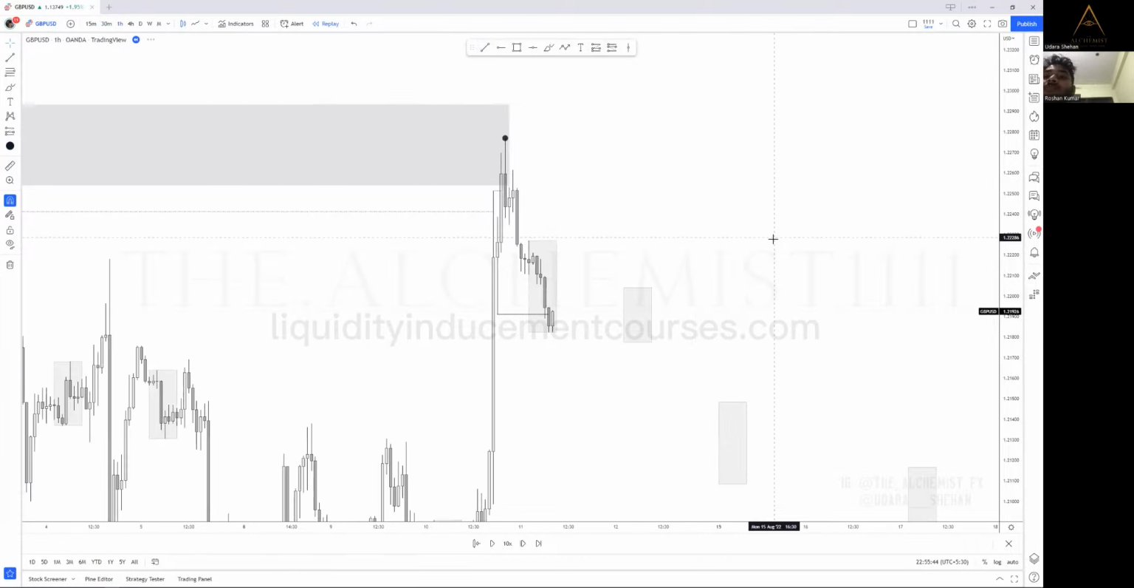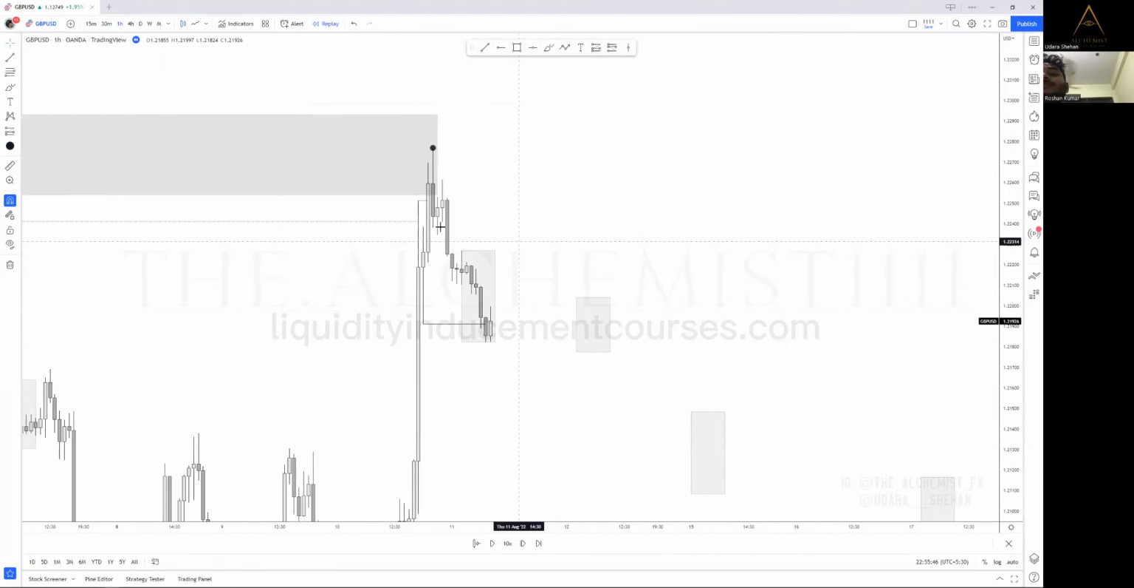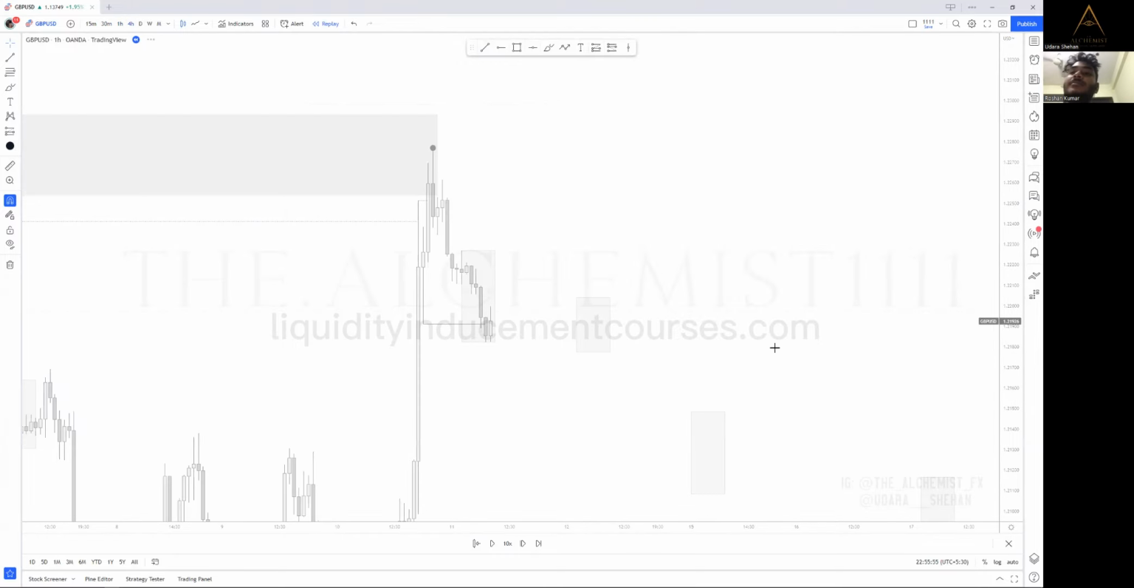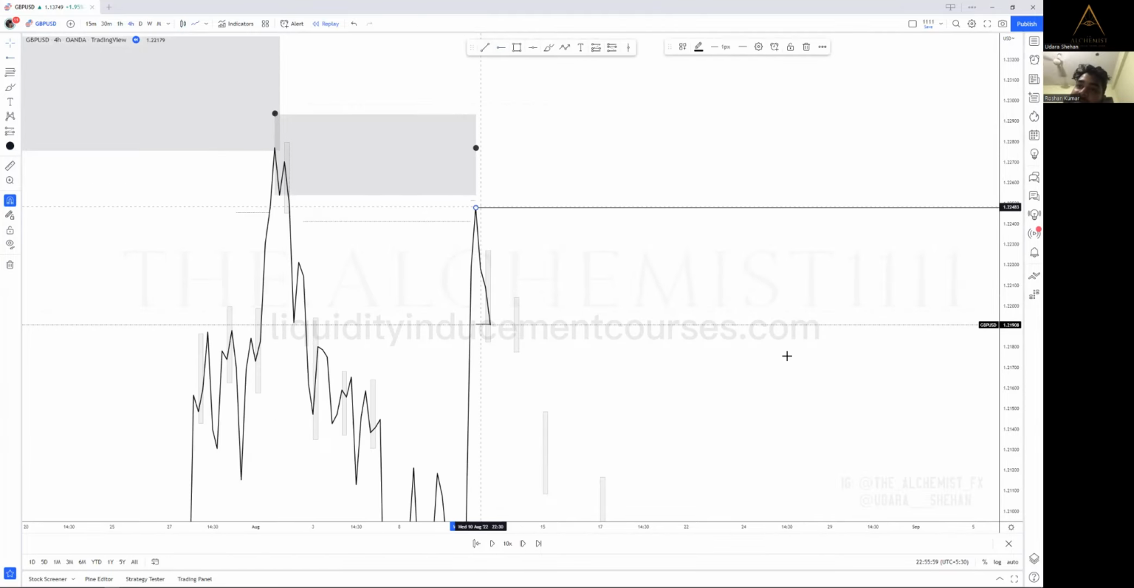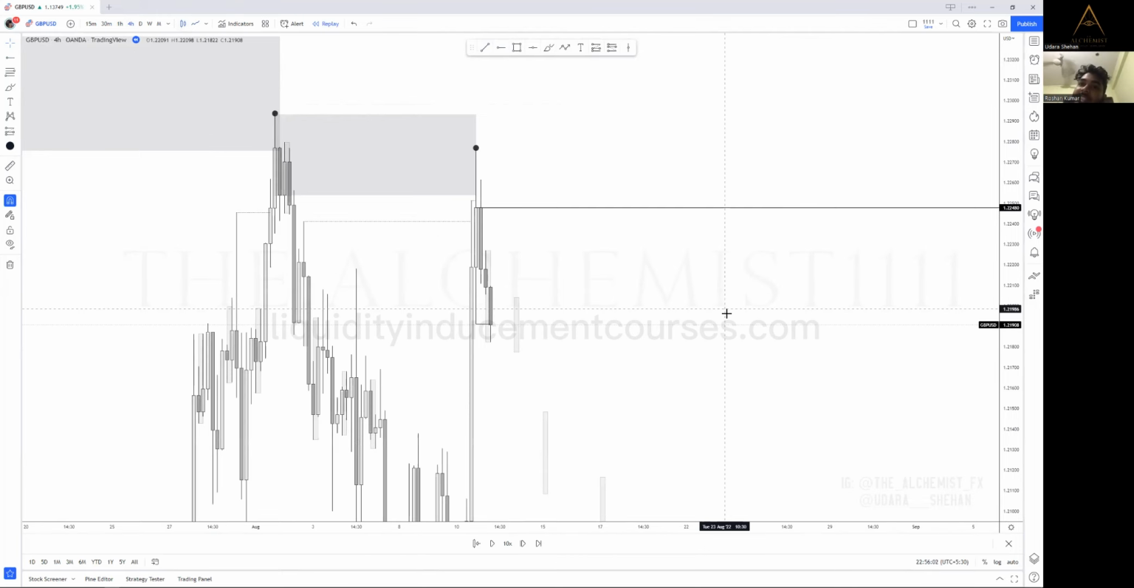Let's go to the H1. Oh, but the H1 has too many POIs. We have an imbalance. We have an order block. We have a resistance or a rejection block. What are you going to do? Go to another higher time frame. The guesswork is over then. Okay, what do we have? Rejection block. You see the importance of the higher time frames, right? We had a resistance, okay?